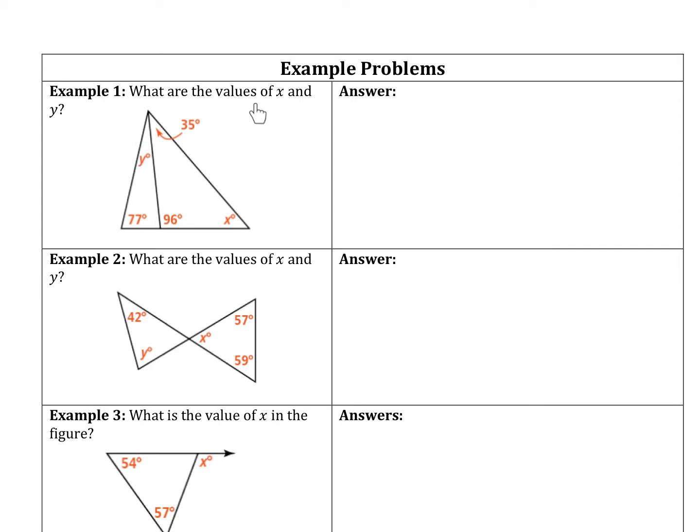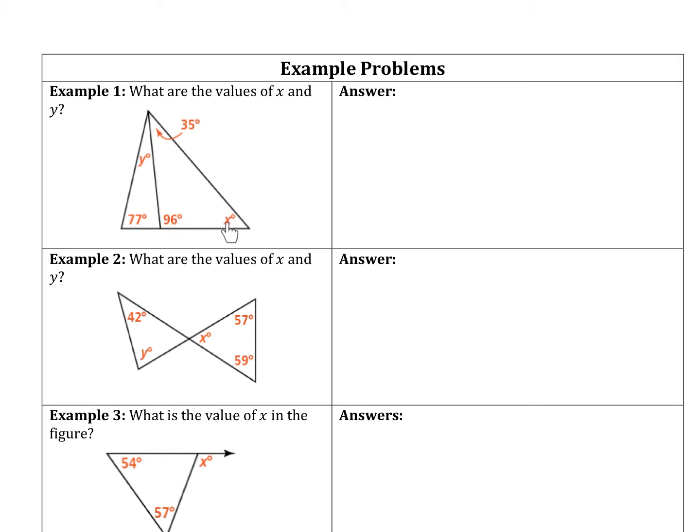In example 1, we have to find the value of x right here and y right here. Now if I look at this diagram, I see three different triangles. I see one triangle right here. I'll call that the medium triangle in this picture. I see another triangle over here. We'll call that the small triangle in this picture. And then the big triangle is going to be, when we combine those two together, we have this triangle. Now for each of those triangles, the interior angles should add up to 180.